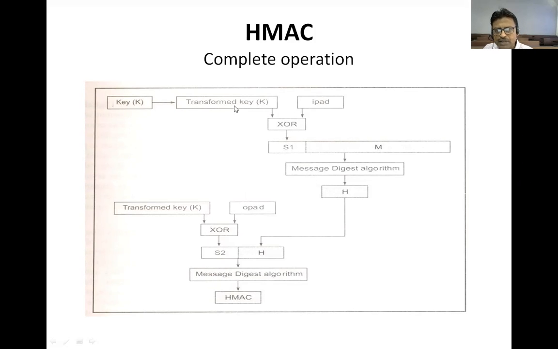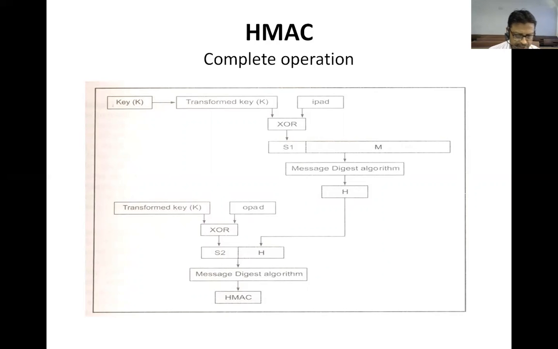This is the total process which is being done. First of all, the key is transformed to make it equal to the number of bits available in the block. And then we XOR the ipad with the transformed key to get S1. Then S1 is appended with message M. A message digest algorithm is applied to calculate H. Then separately we take opad with the transformed key and we XOR to get S2. And then H is appended with S2. And then we apply the message digest algorithm to get the HMAC. So this is the complete operation of how HMAC is applied. So this is the way HMAC works.